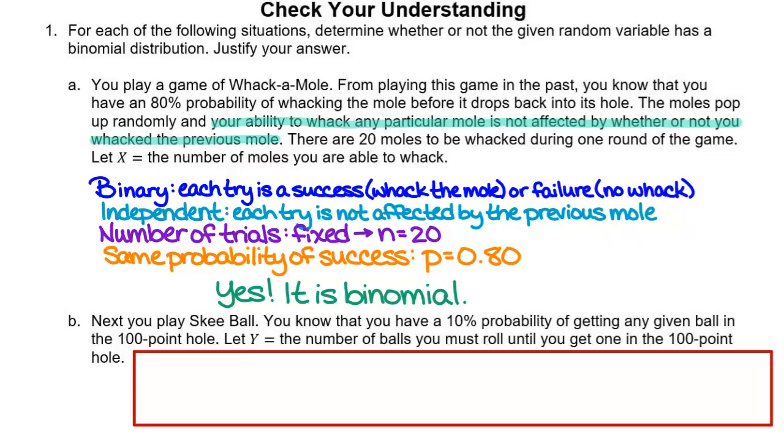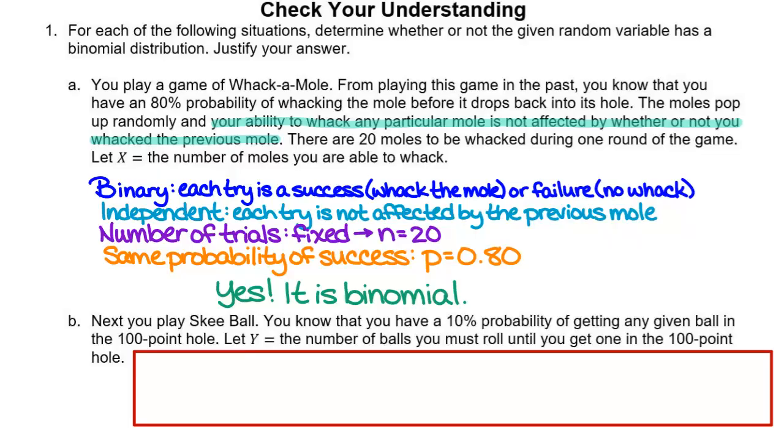Moving on to more arcade games. Next, you play skee ball. You know you have a 10% probability of getting any given ball in the 100-point hole. Let y equal the number of balls you must roll until you get one in the 100-point hole. So let's look at BINS here. Do we get binary? For our random variable y, do we get binary?